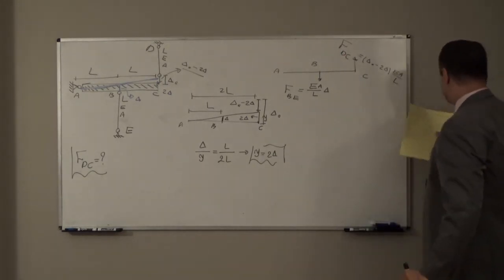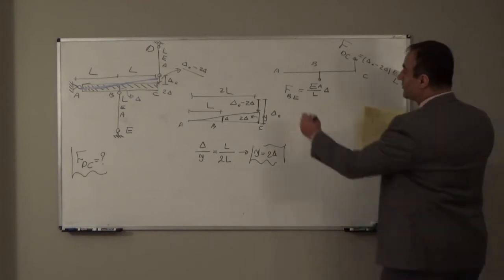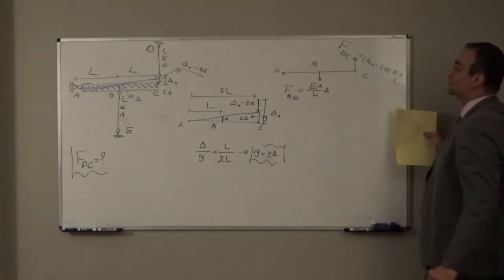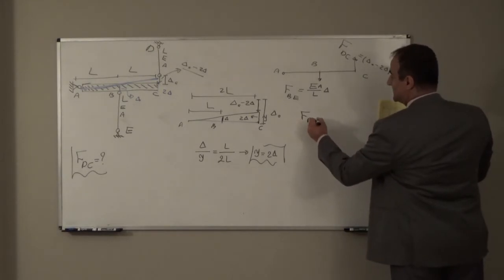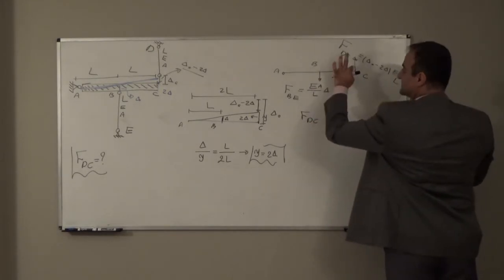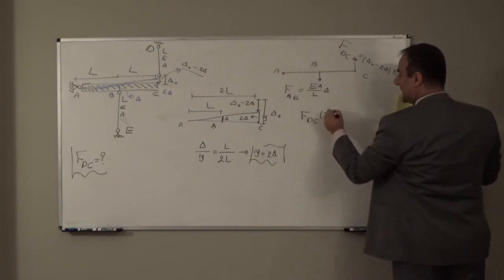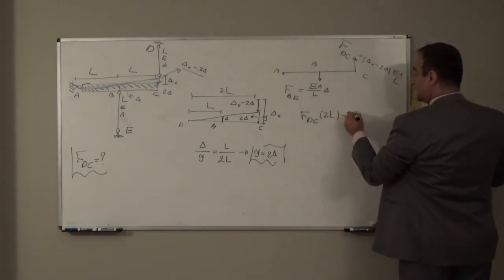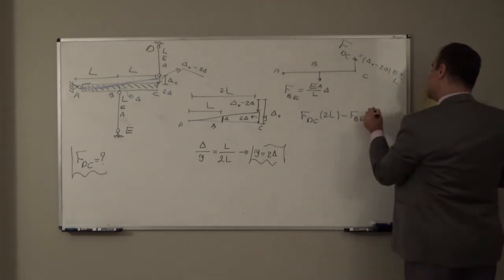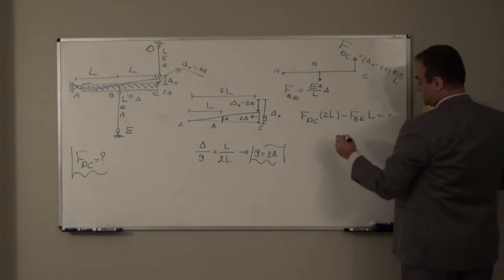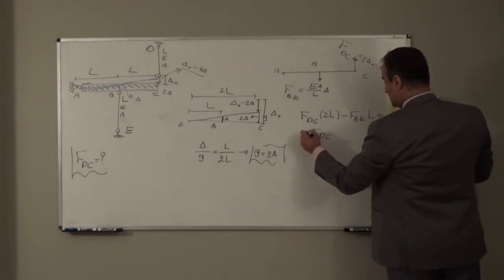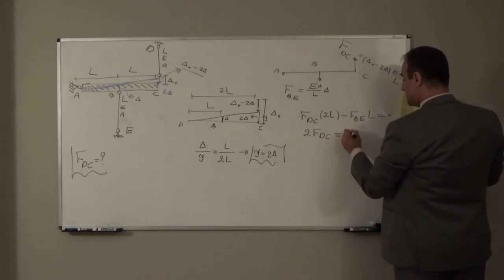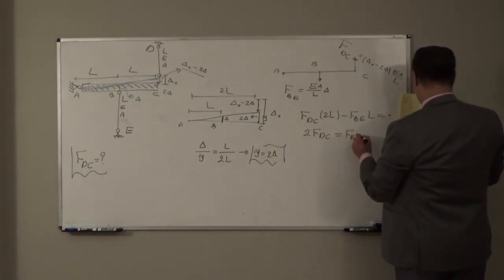Now if I take moment with respect to point A, what do I have? F DC times distance from here to here, 2L, minus F BE times from here to here, L, should be equal to 0. From here, 2 times F DC will be equal to F BE.